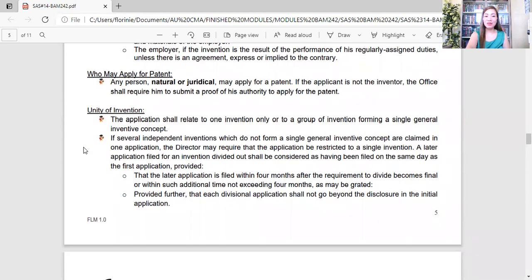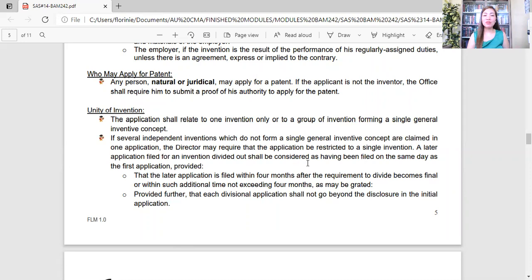So, unity of invention. So again, unity of invention, the application shall relate to one invention only or to a group of invention forming a single general inventive concept. So if several independent inventions which do not form a single general inventive concept are claimed in one application, the director may require that the application be restricted to a single invention.